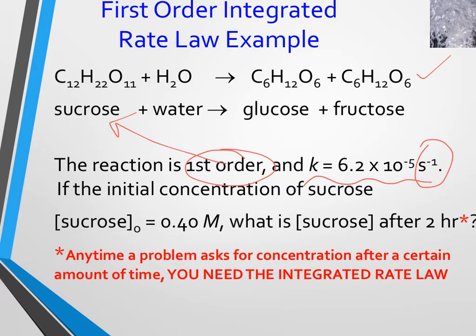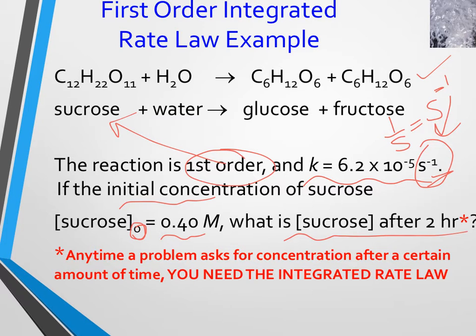I'm not sure if you remember, but in the last lecture I told you that units for rate constants are really important. If you're one to memorize rather than derive, you may want to memorize that the rate constant for a first order reaction is always 1 over seconds, which of course is the same thing as seconds to the minus 1. The question here is they're giving you the initial concentration, that's at sub-zero, for sucrose is 0.4 molar, and they're asking what is the sucrose concentration after 2 hours.